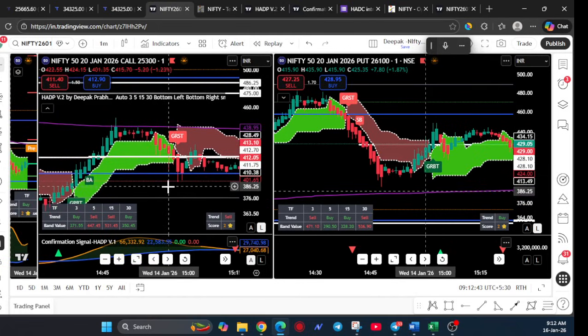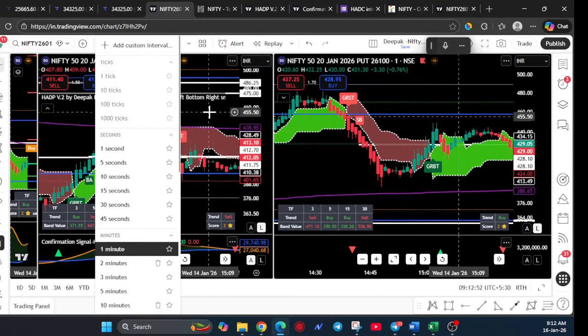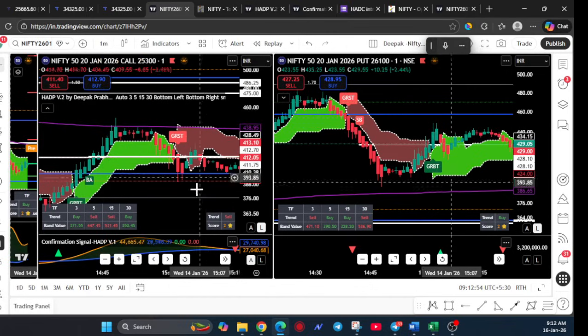But sometimes 1 minute can give you big rallies of 100 points, 150 points depending on the market volatility. And now on the 3 minutes chart, the same thing. The rules are all the same, they don't change. Okay, now what is important here?